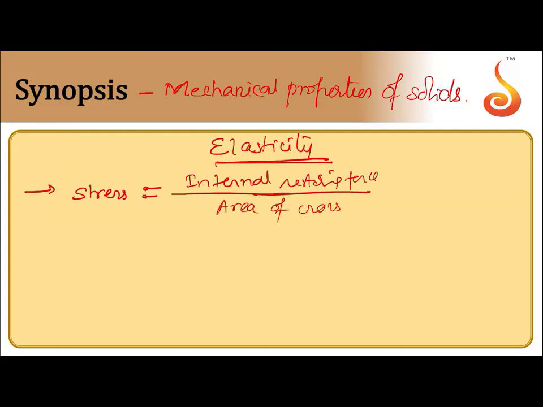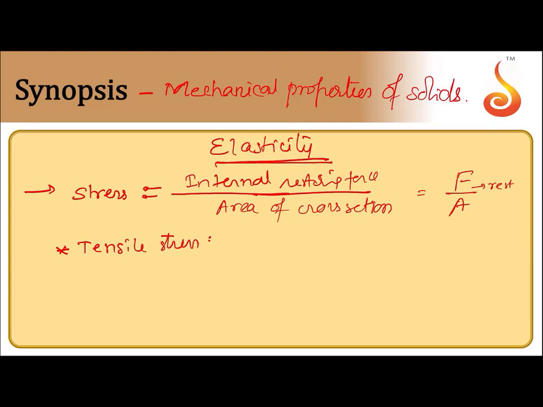This is the ratio of internal restoring force to area of cross section, or we write it as F divided by A. Remember, this is the internal restoring force. So stress is equal to force divided by area. There are three types here. One is what is called tensile stress.